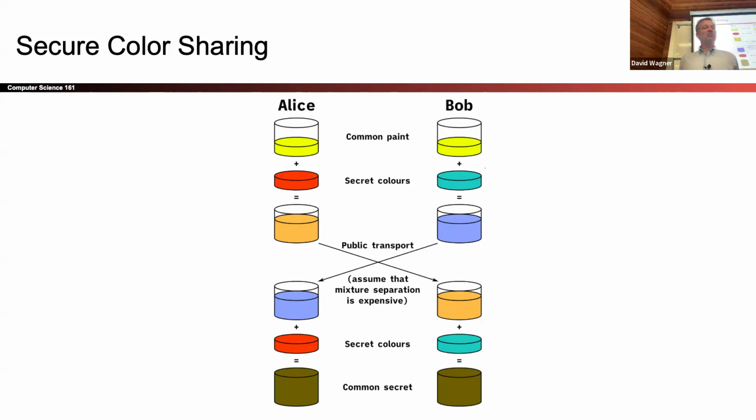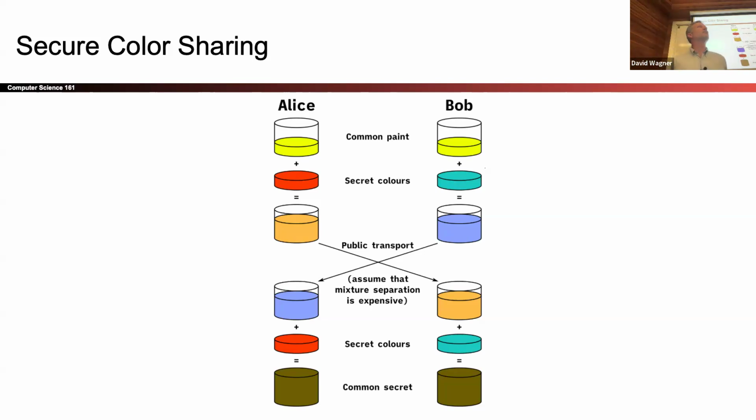but surprisingly, it is achievable. And the idea is Alice is going to have her own individual secret color that only she knows, and Bob is going to have his own individual secret that only he knows. Here, Alice's is red and Bob's is that teal? I'm really bad with colors. Teal? Okay.